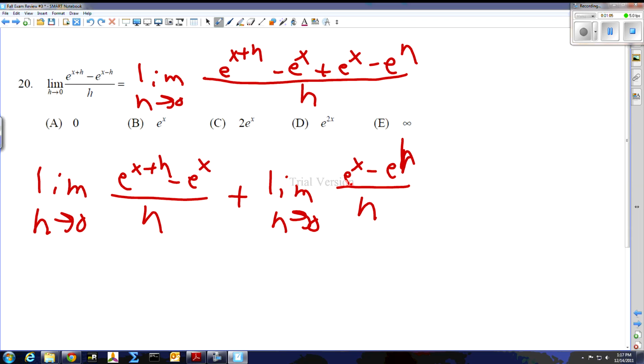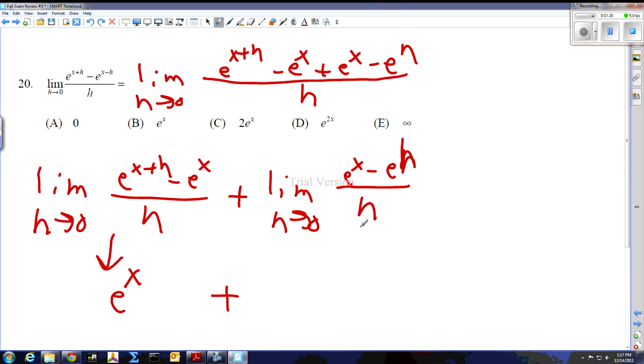much easier as we look at it here, because now when we look at this first limit here, we hopefully can look at that and say that's the definition of the derivative. So that means that our function is e to the x. So essentially this is just saying, what is the derivative of e to the x? The derivative of e to the x is e to the x.